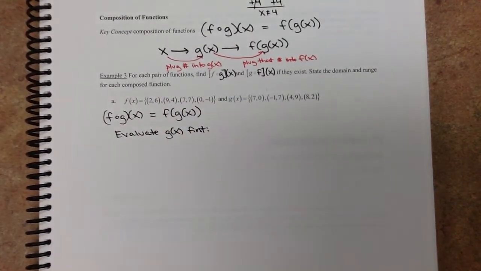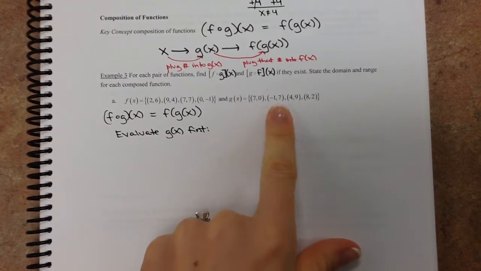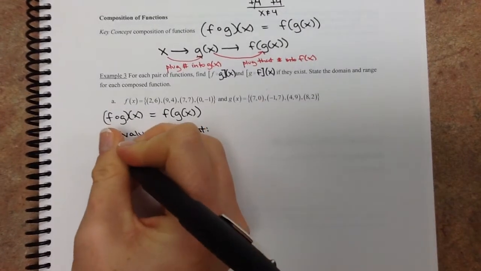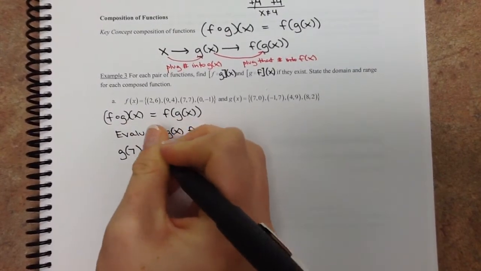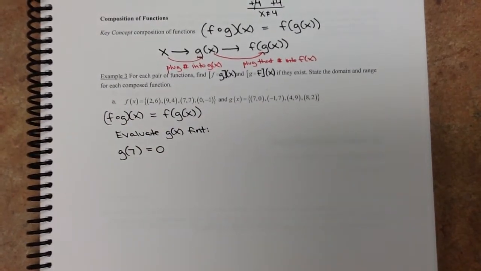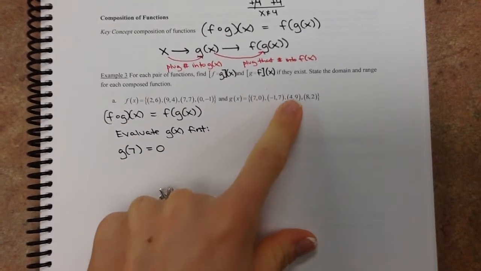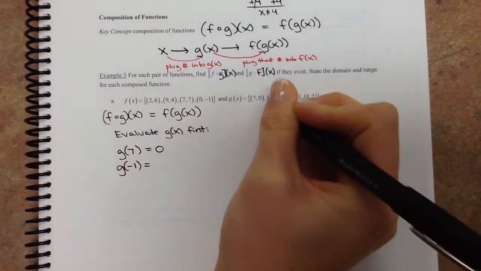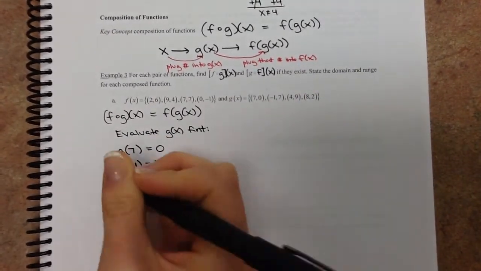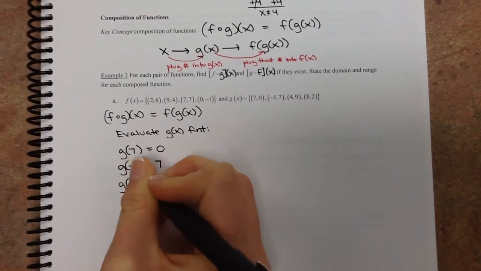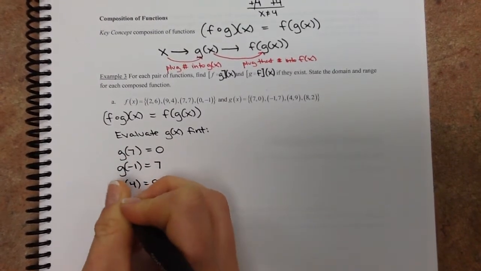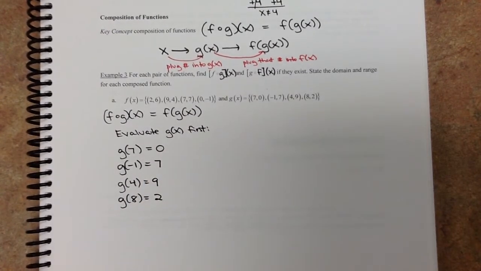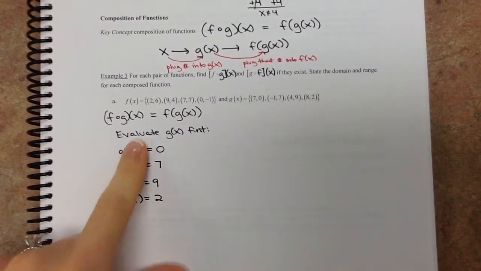Basically, what I mean by evaluating g of x is we're just taking all of these points. What the (7, 0) means is if you take 7 and plug it into g, you get 0. That's what this ordered pair means. I'm going to write similar notation for all of these. If you plug -1 into g, we get 7. If you plug 4 into g, I get 9. And if you plug 8 into g, you get 2. I'm just taking these 4 ordered pairs and writing them down.